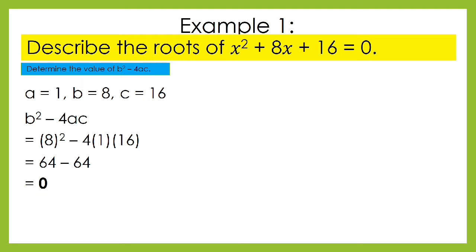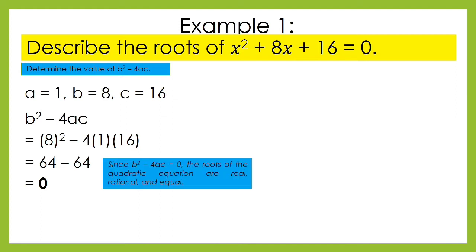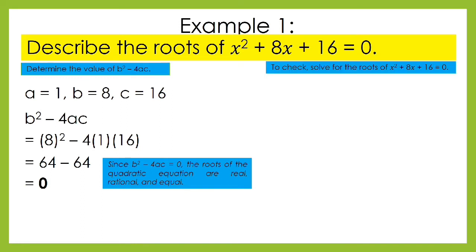Remember, sabi natin kanina, kapag ang discriminant ay equal sa 0, ang roots ng quadratic equation ay real, rational, and equal. So, let us check kung totoo nga. To check, solve for the roots of x squared plus 8x plus 16 equals 0. Gagamitin natin ang factoring method. Let us first factor the expression on the left side of the equation. Factor of x squared plus 8x plus 16 is x plus 4 times x plus 4.